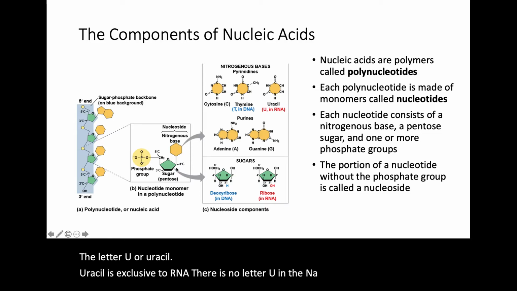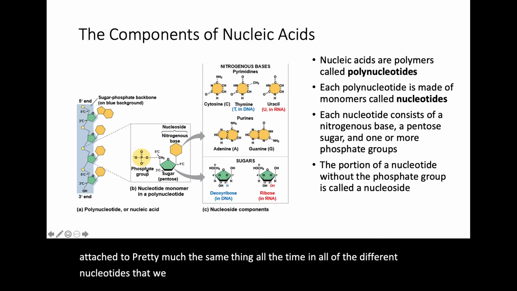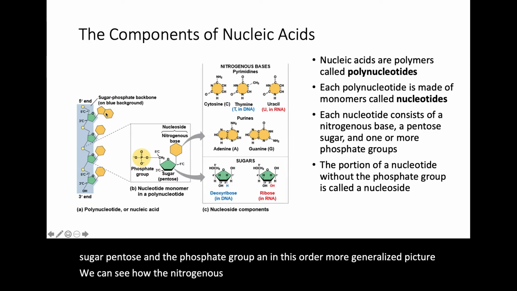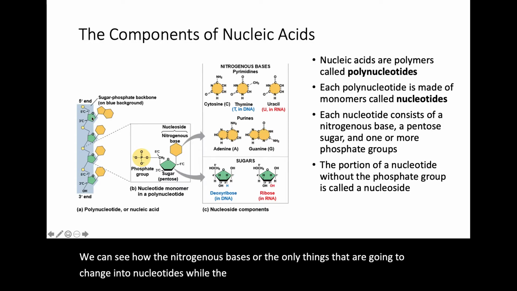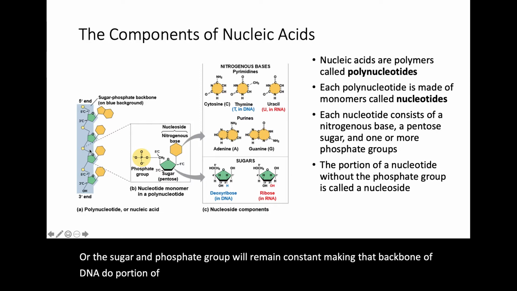That nitrogenous base is attached to pretty much the same thing all the time in all of the different nucleotides that we have, any of the 5 nucleotides. This is the pentose sugar and the phosphate group, and in this other more generalized picture we can see how the nitrogenous bases are the only things that change in the nucleotides, while the ribose or the sugar and the phosphate group remain constant, making that backbone of DNA. The portion of a nucleotide without the phosphate group is called a nucleoside.